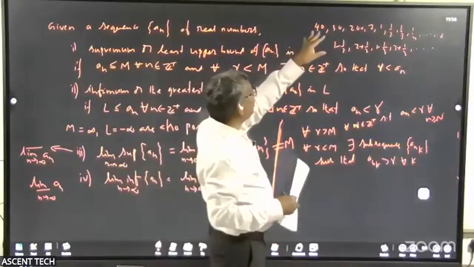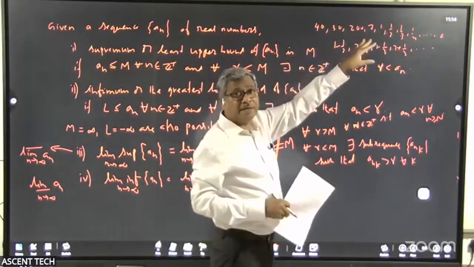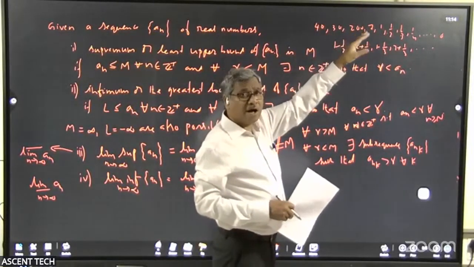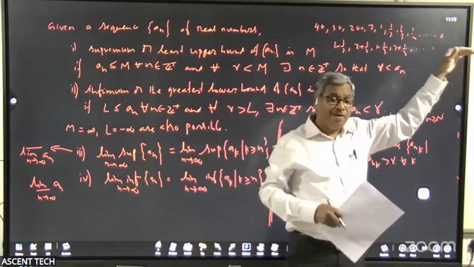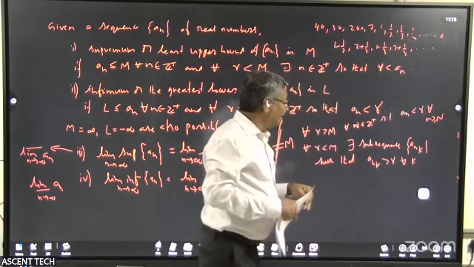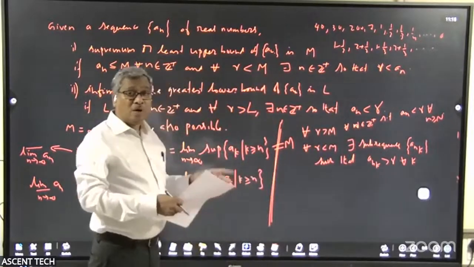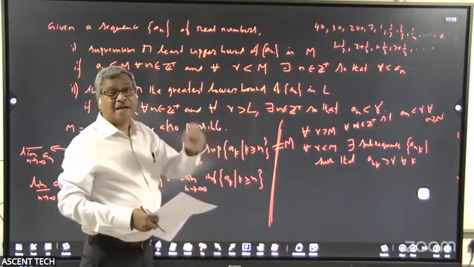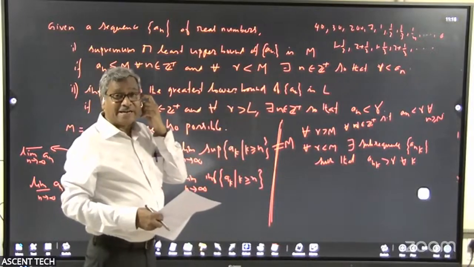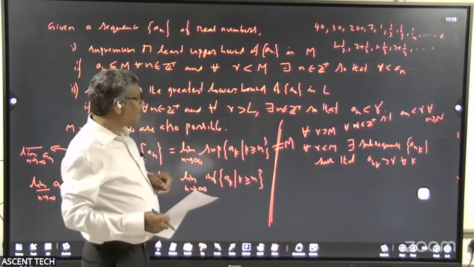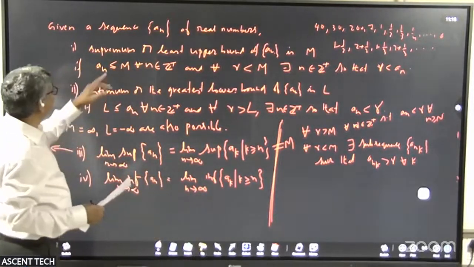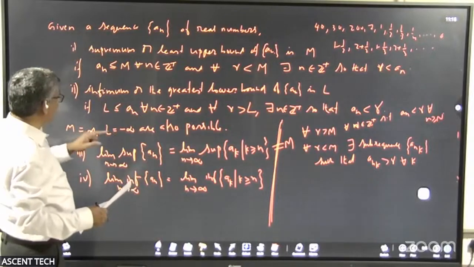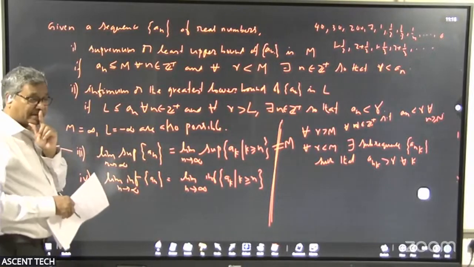Okay? I'm ignoring a few things in the middle. Actually, I'm ignoring all the big things in the beginning. Eventually, it is stabilizing at 2. And amongst them, which is in some sense the greatest, the least upper bound is what the limit supremum is. There is a difference between just the supremum and the limit supremum. I hope you understood that.